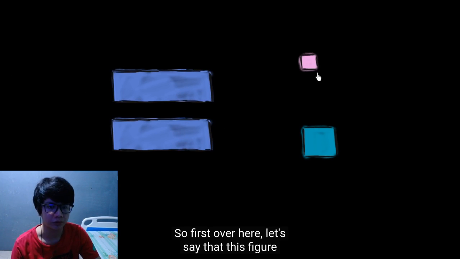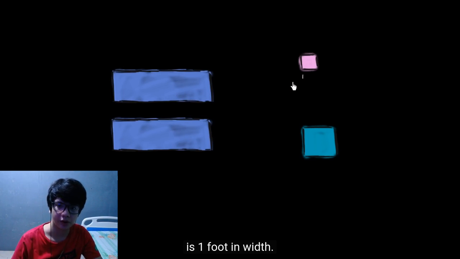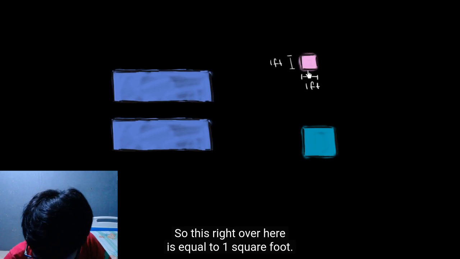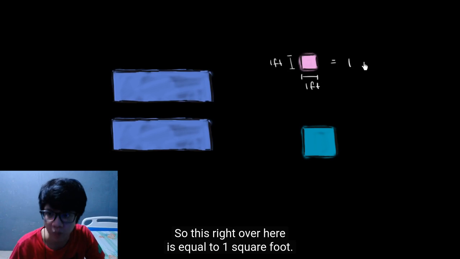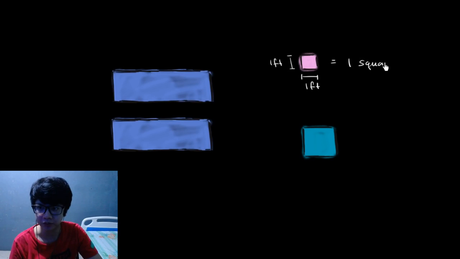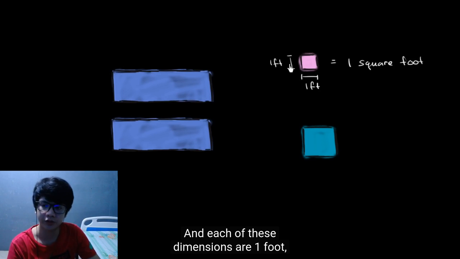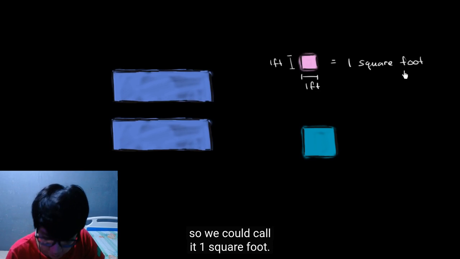So first over here, let's say that this figure is 1 foot in width. So let's say it is 1 foot in width. So that is 1 foot in width. And it is also 1 foot in height. 1 foot in height. So this right over here is equal to 1 square foot. It's clearly a square. It has the same width and the same height. And each of these dimensions is 1 foot. So we could call it 1 square foot.